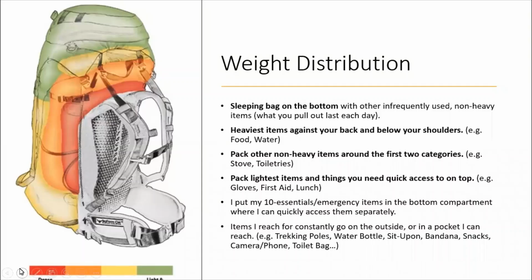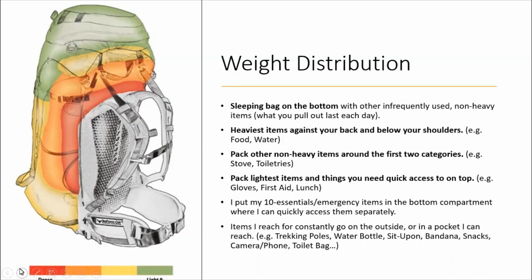You can see the red section in the illustration there on the left. That might be things like your hydration pack, maybe your food bag. And then other things that are not real heavy, but not necessarily super light, you can pack around that. If you look at the orange section in the illustration, that would represent those things. And then the very lightest things, plus the things that you need quick access to, you want to have up on top. That would be things like your gloves, your lunch and first aid kit.